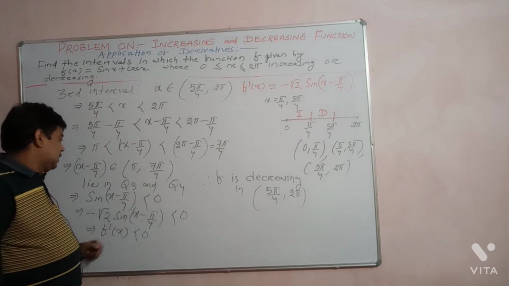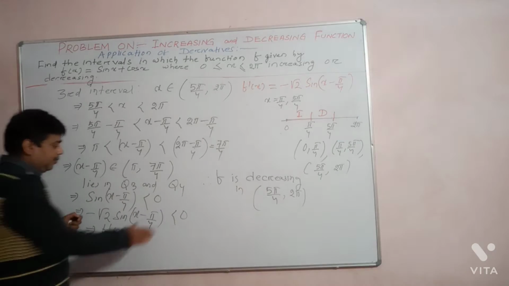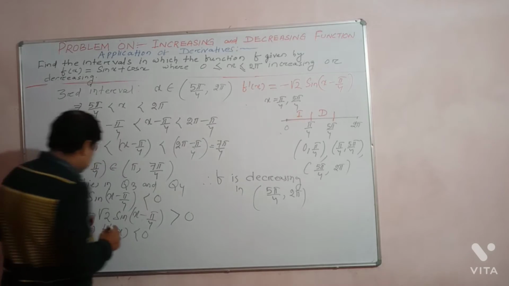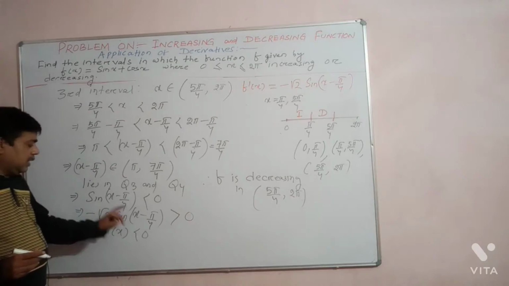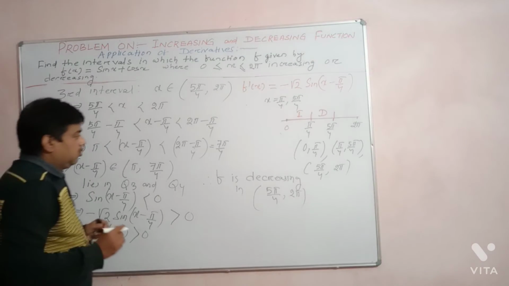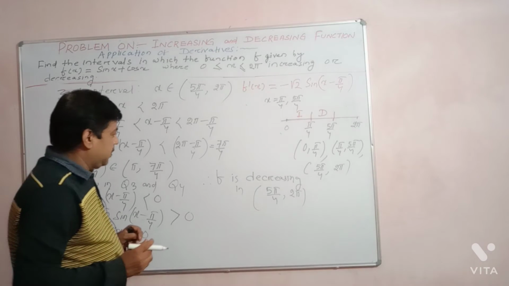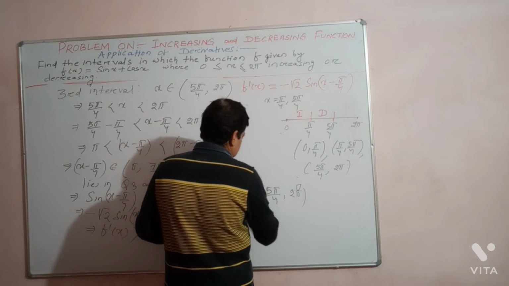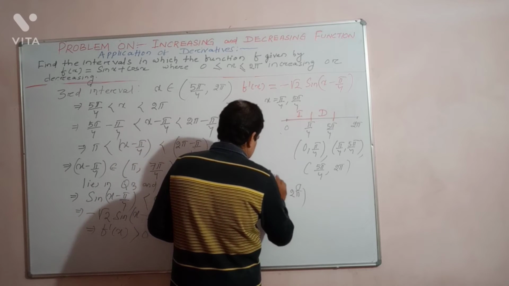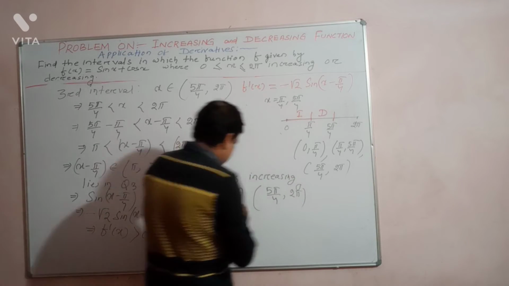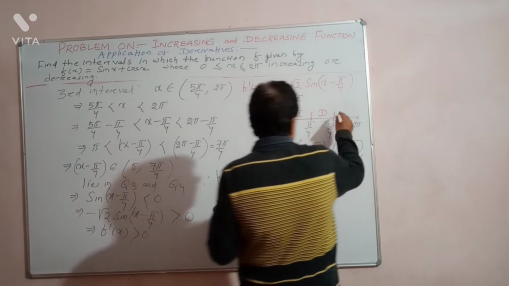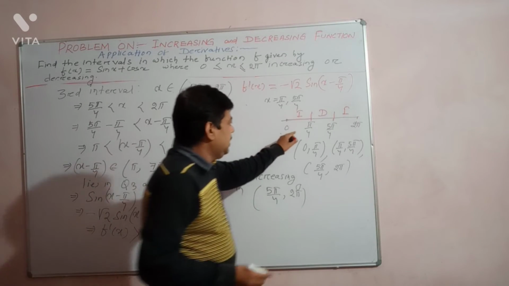One mistake, sorry, students, just to rectify here. The inequation will change: minus root 2 sin(x minus pi by 4) is greater than 0, and here f dash x is greater than 0. So f dash greater than 0 means the function is an increasing function, not a decreasing function. Extremely sorry for that. So the function is increasing in the third interval.